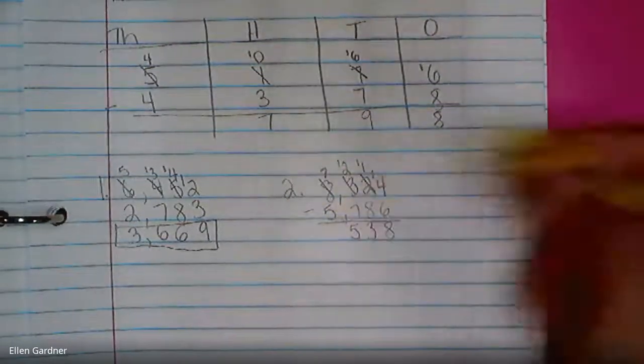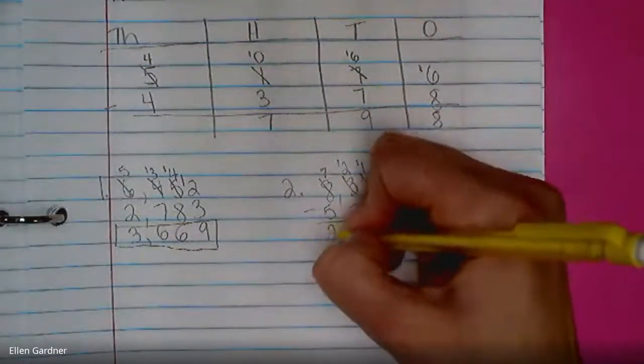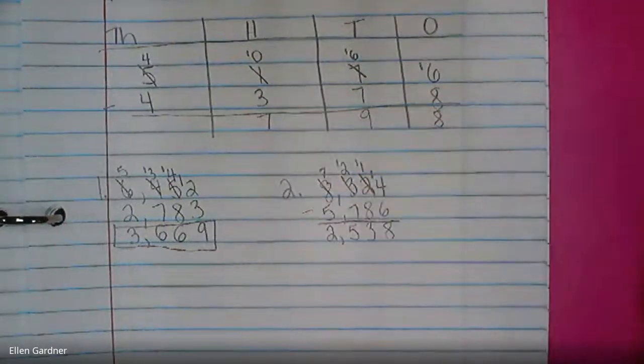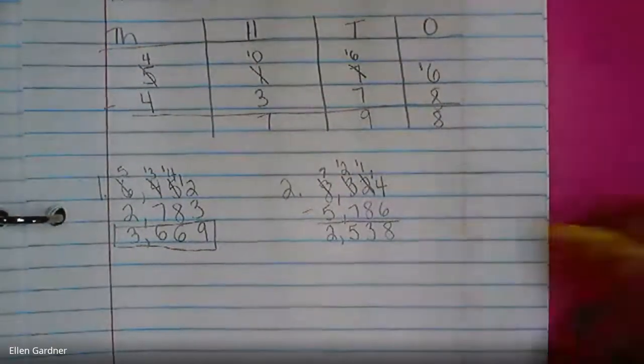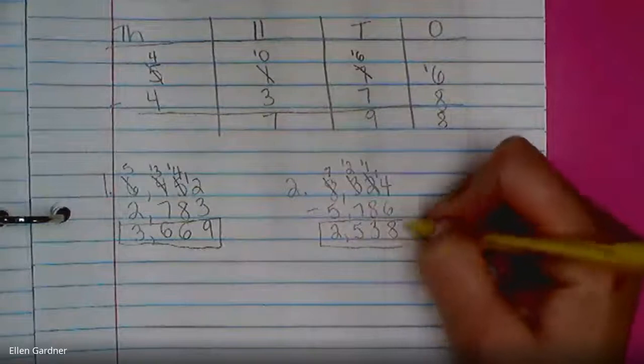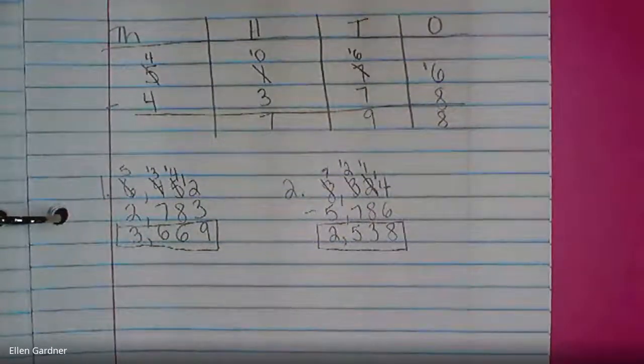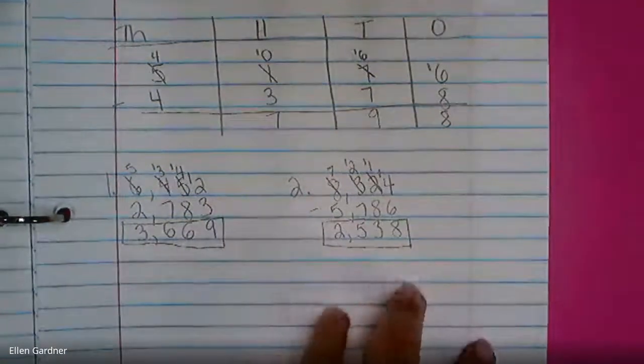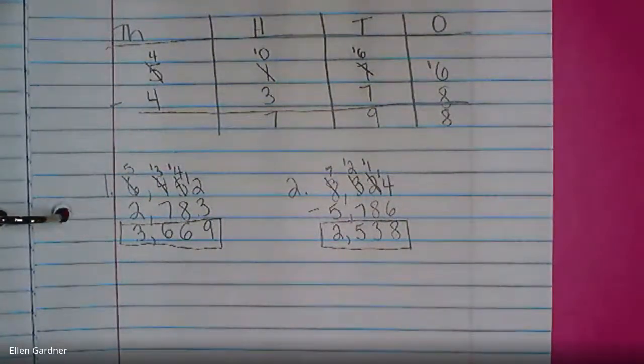Finally, 7 minus 5, 2 in the thousands place. There's our comma, our final difference, 2,538. Feel free to make some challenge problems for yourself. At this point, we have done regrouping in all of these place values, so you could write any number and be able to subtract it.